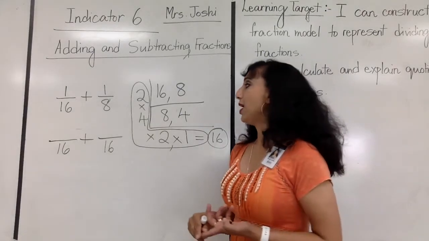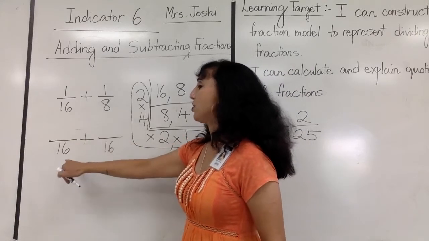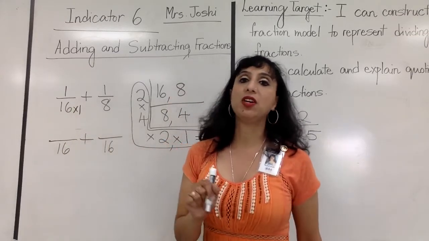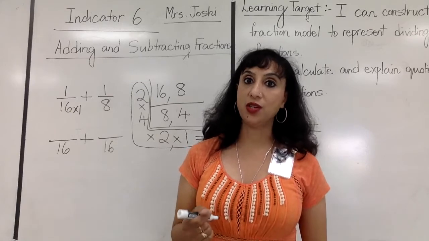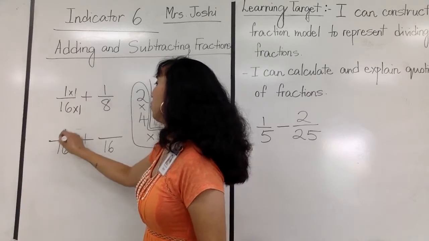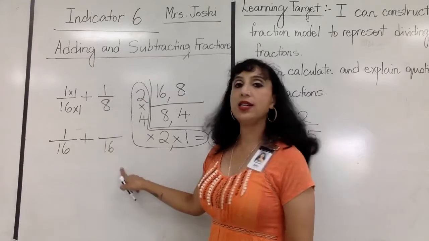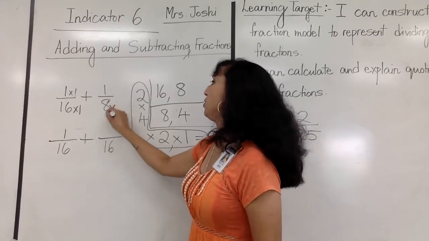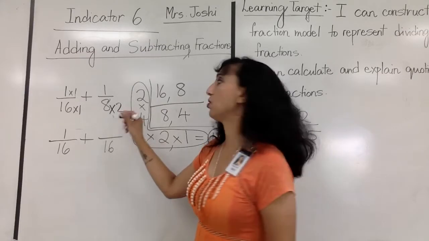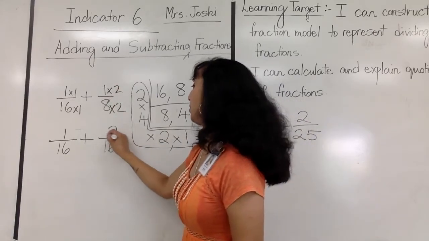All right? Then once I have done that, I'm going to look at, okay, 16 times what gives me 16? 16 times 1 gives me 16. Whatever I do to the denominator, I have got to do exactly the same thing to the numerator. So then I will do times 1, which is 1. And then I look at the next number. 8 times what gives me 16? 8 times 2 gives me 16. Whatever I do to the denominator, I do the same thing to the numerator, times 2. And 1 times 2 is going to be 2.